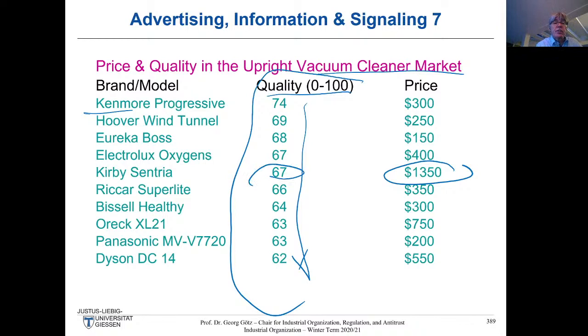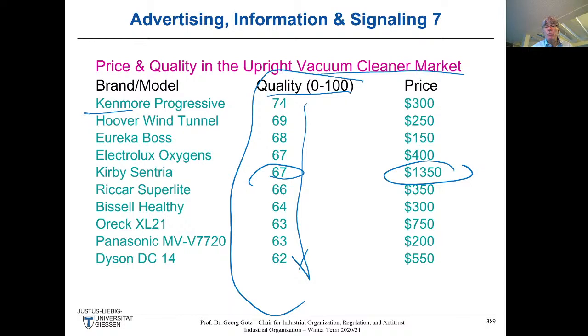Here you see a price of this Kirby of more than $1,300, and you see this has an average level of quality. However, again, the question is, what is quality? And is what, for instance, the Stiftung Warentest in Germany, this German consumer protection agency, does, do they really come up with objective product quality measures?